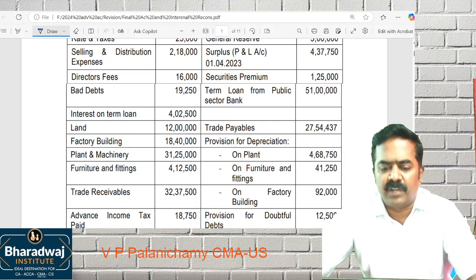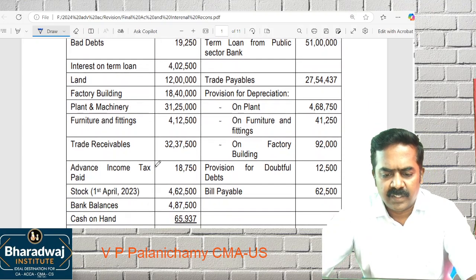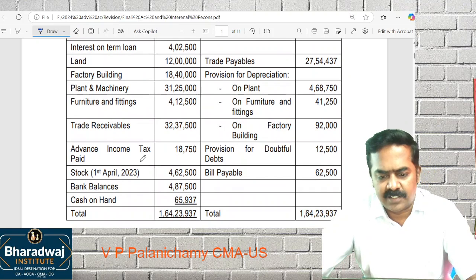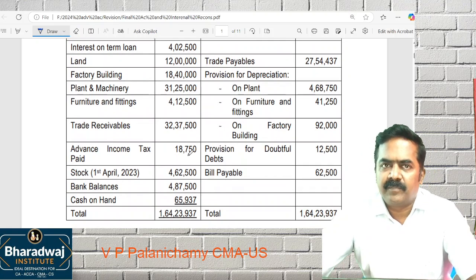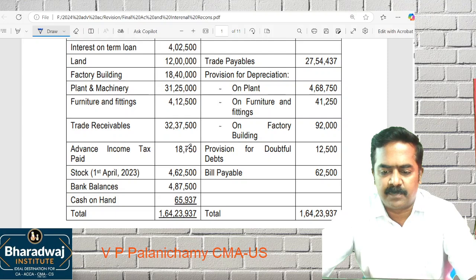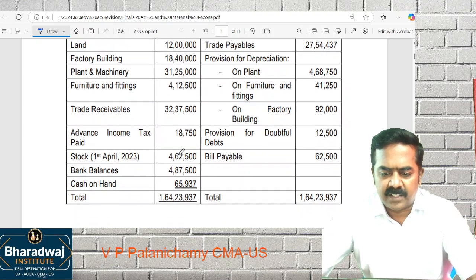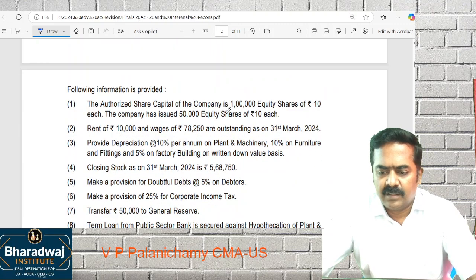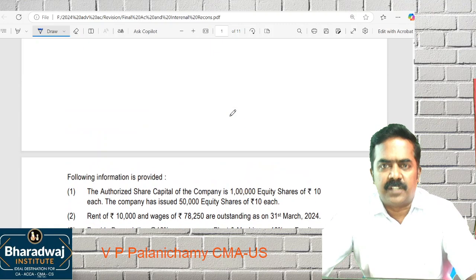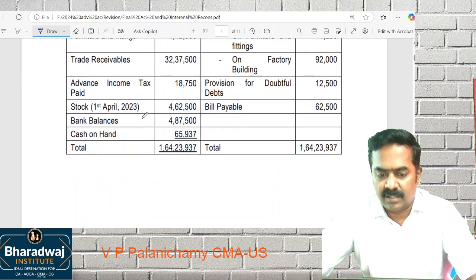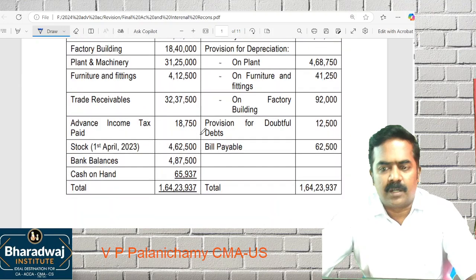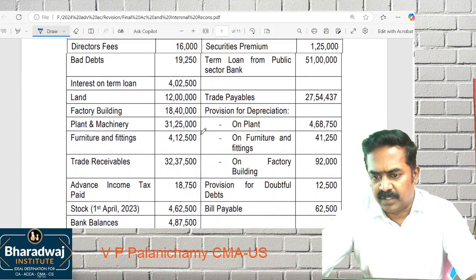Bad debts. Then interest on term loan, finance charges. Land, PPE, plant, property, equipment, factory building, plant and machinery, furniture, everything will come under what? PPE. Trade receivables will come as current asset. Advance income tax paid, other current assets, loans and advances. Current asset, loans and advances, it will come as what? Advance tax paid. Opening stock, we will compare with closing stock to see the change in stock. Bank balance and cash balance will come as cash and cash equivalents.